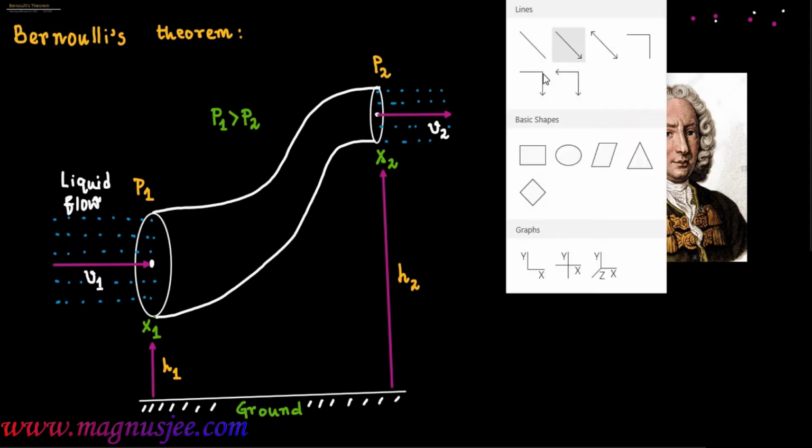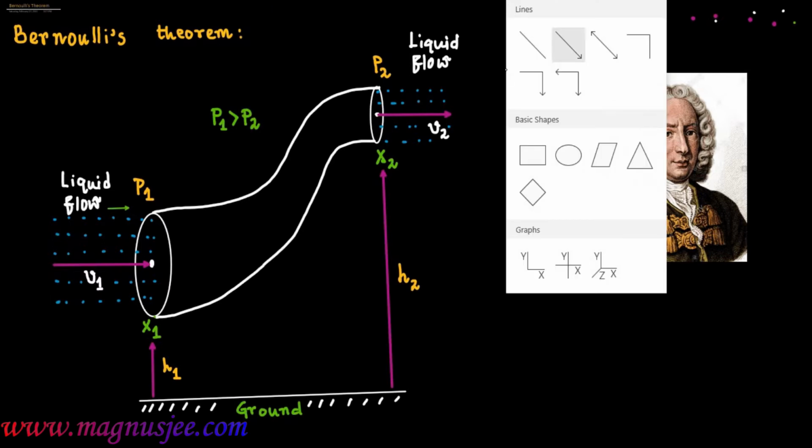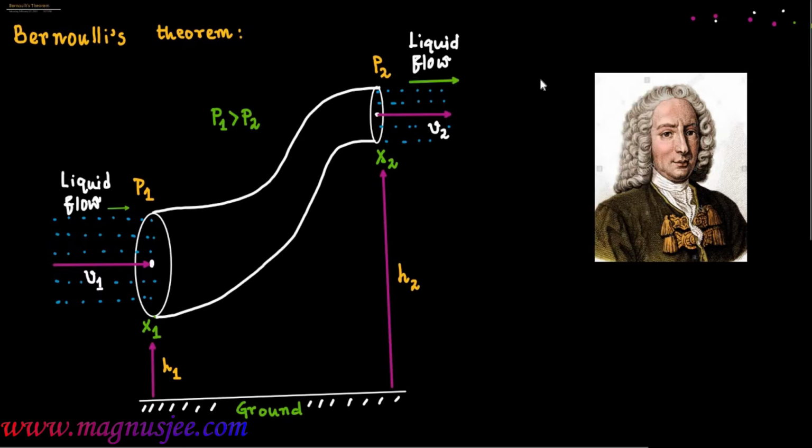So you can denote the direction of liquid flow. Liquid flow occurs towards right. It enters into the pipe, and liquid flows out of the pipe from the end x2.